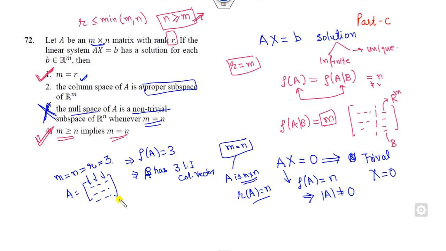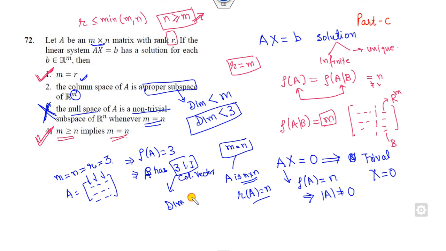So what is the meaning of that? For a proper subspace, what should the dimension be? It should be less than m, that means it must be less than 3. But we see there are 3 linearly independent vectors, so the dimension is 3, not less than 3. So this option is also cancelled out. So our right answers are A and D, my correct options.